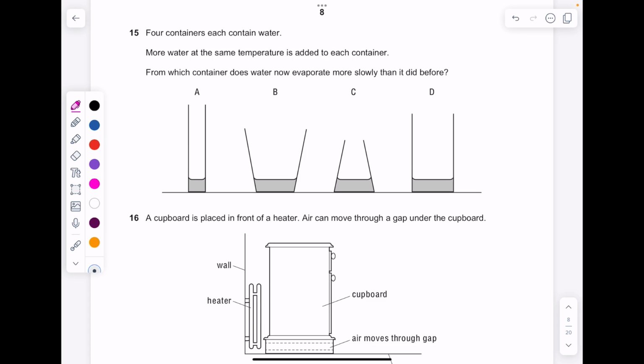4 containers each contain water. More water at the same temperature is added to each container. From which container does water now evaporate more slowly than it did before? Don't overthink this. Look at the container shape, which has a smaller area for evaporation. It's C, so the answer is C.